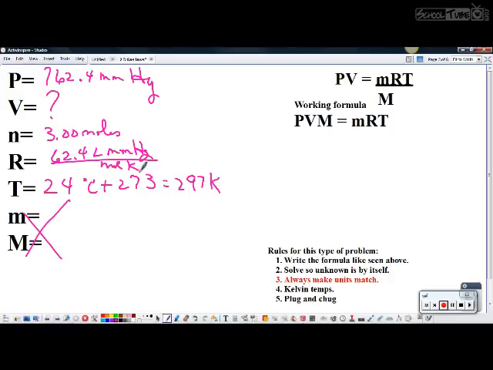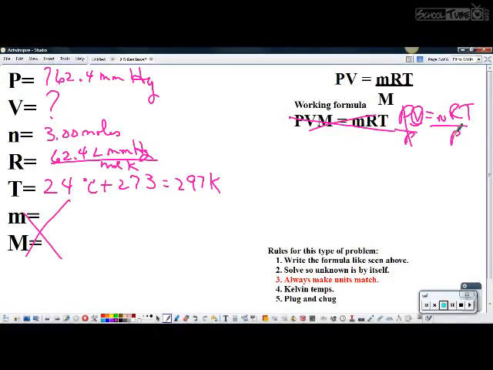All right, so now we're going to come over to our formula. Are we going to use this formula? No. PV equals nRT. That's a perp nerd formula. PV perp nerd, nRT. All right. So we got our perp nerd formula, and we are solving for volume. Circle the volume. What am I going to divide both sides by? P.